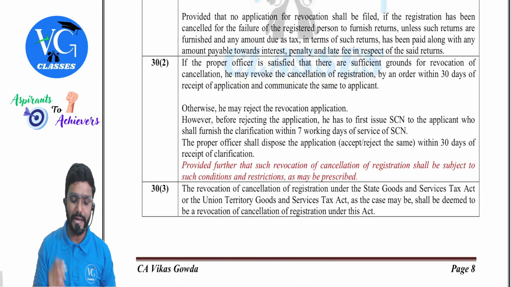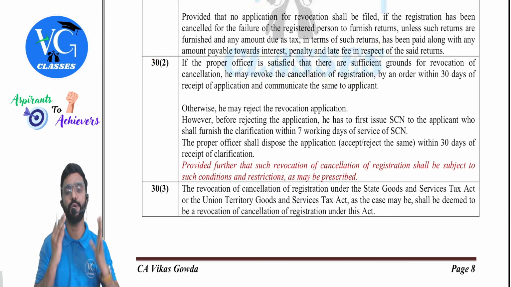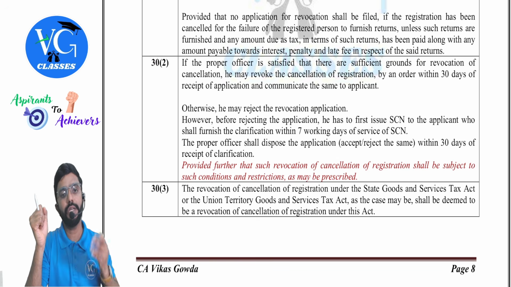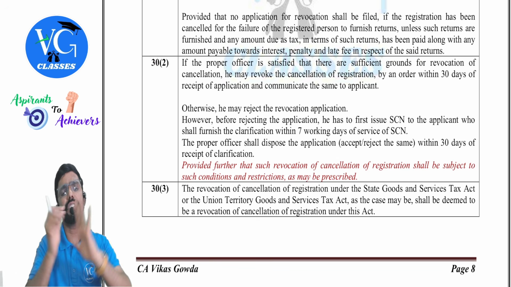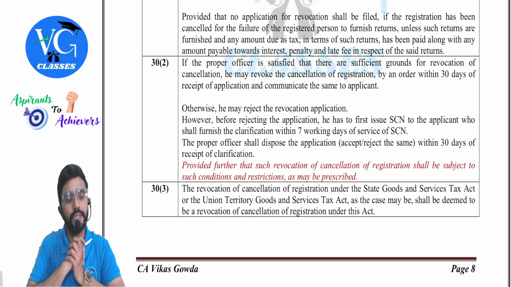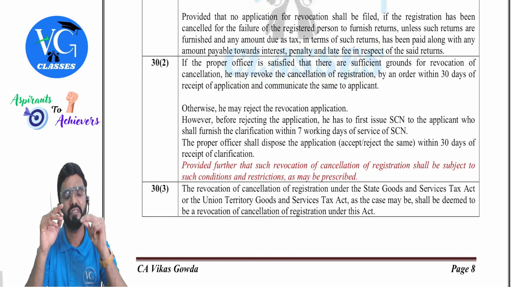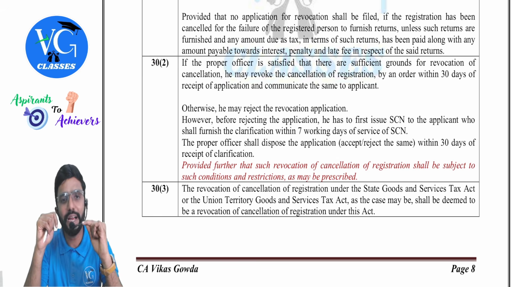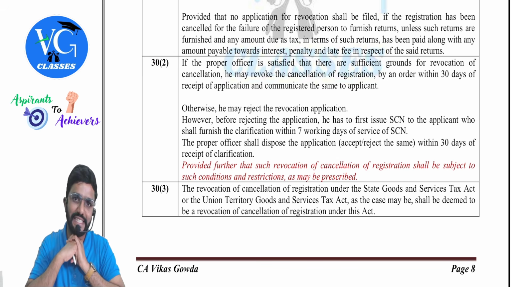Got it? Yes. So as per subsection 2, that is section 30 subsection 2, the proper officer now has two options. He can either accept the application and ask the registered person to continue with his registration. Means he will revoke the cancellation and allow the person to continue as a registered person under GST. This is the first option. Or the second option is to reject the application and tell him your registration is completely cancelled, we are not revoking it. But before he rejects the application, he should give the applicant an opportunity of being heard.